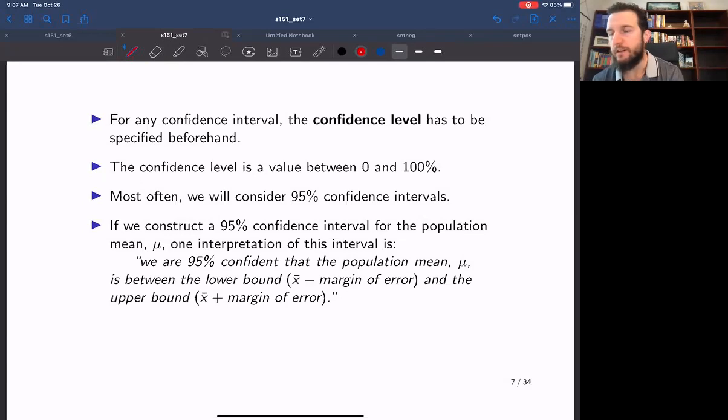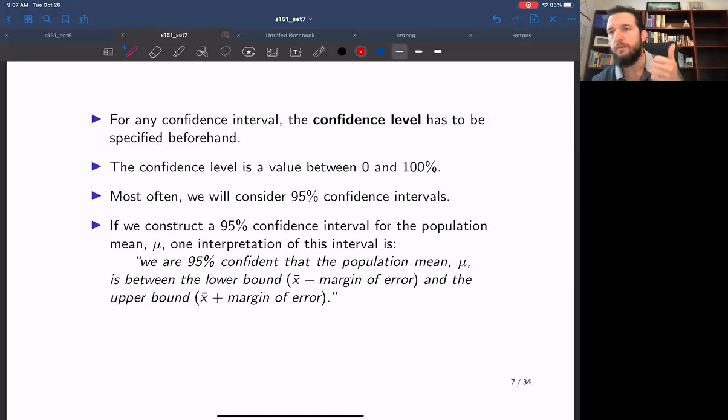We also have an interpretation of the interval. This is going to be part of the construction process, where depending on the confidence level, we basically have this generic statement where we say we are some percent confident that the population mean is between the lower bound and the upper bound. So that would be the most generic interpretation of the confidence interval. We are, for example, 95% confident that mu is between this number and this number. That's how we interpret the interval.